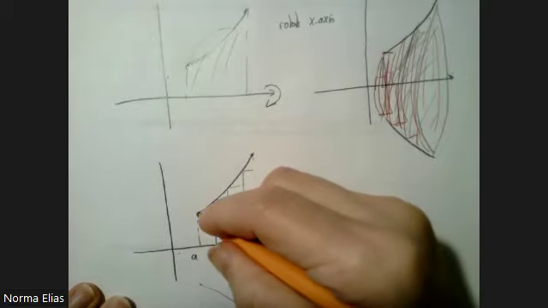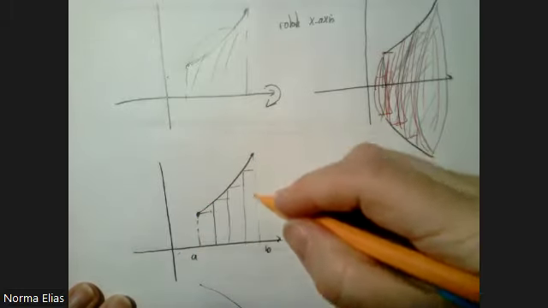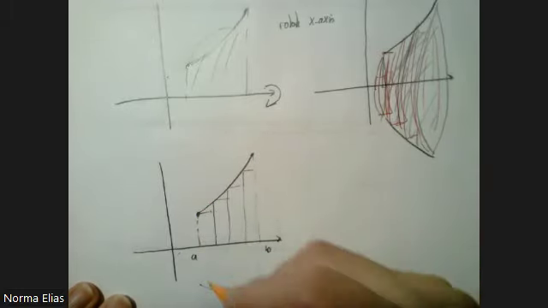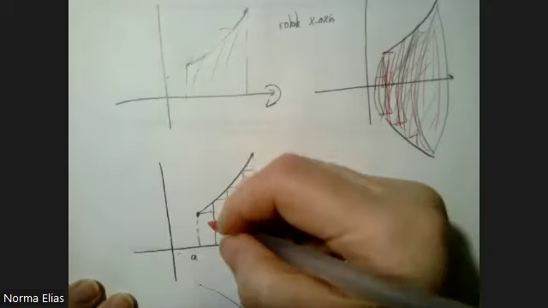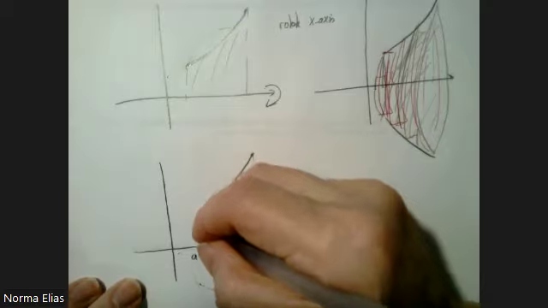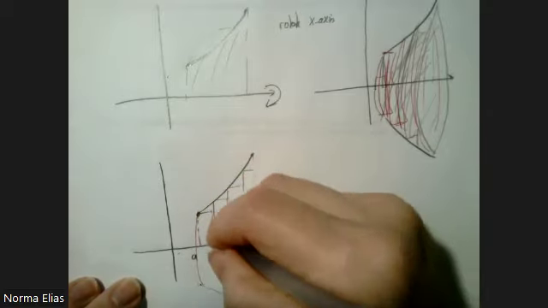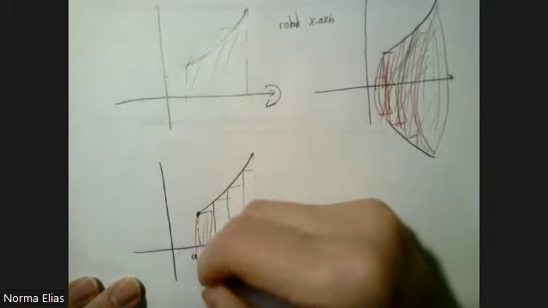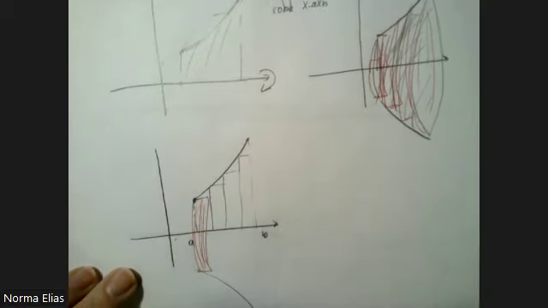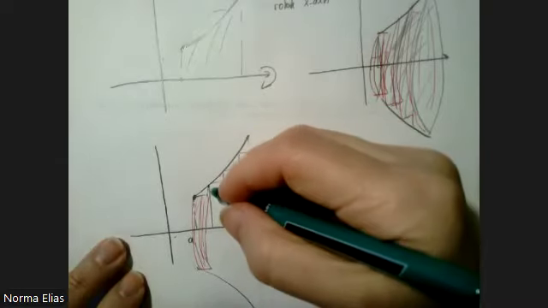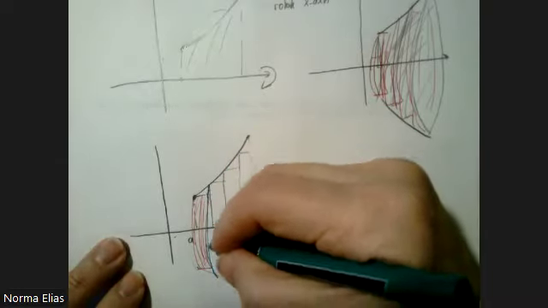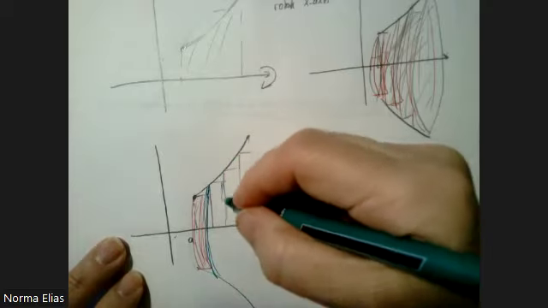Okay, so if I rotate this rectangle, this is the whole rotated region. Now what I'm going to do is rotate every rectangle. So I rotate this rectangle, and I'm going to get the cylinder, which is filling the region. Then I'm going to take the rectangle next to it. That's how I'm going to generate the cylinder, and I'm going to rotate it.